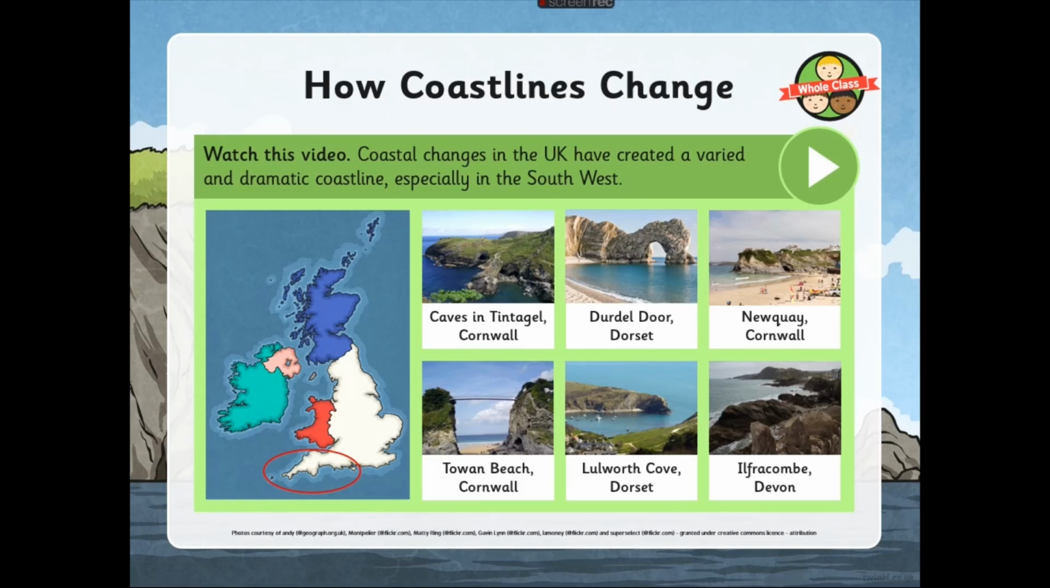Now I'm going to show you a video where you will see and have a quick recap of how rocks are turned into sand. We'll then be talking about how this erosion has changed the southwest of England. So sit back and enjoy.